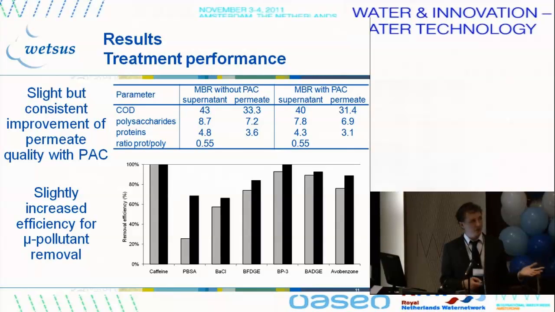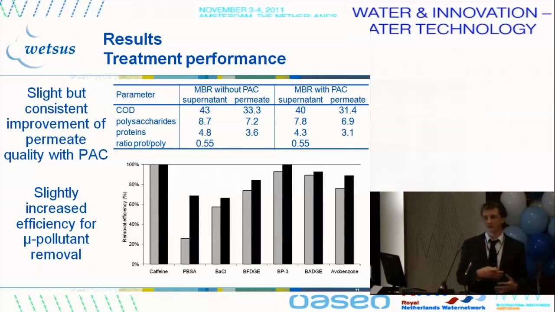The black bars are the ones with activated carbon, the gray ones are without. On the selection of organic micropollutants, we found some effects, but that's not yet to the end. If we want to remove them, we still would need the post-treatment.